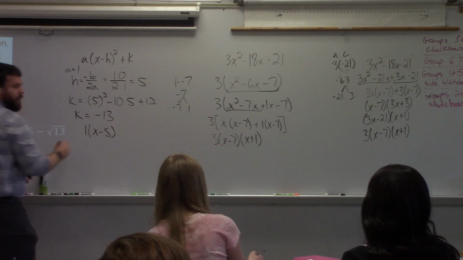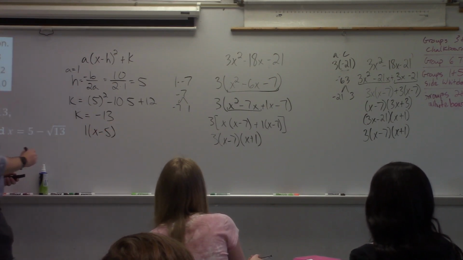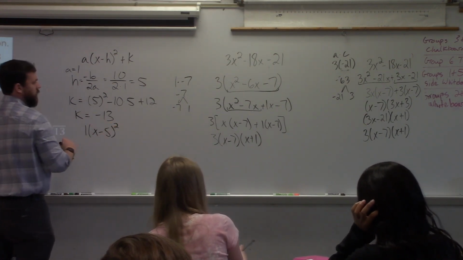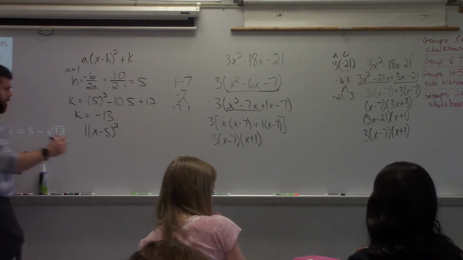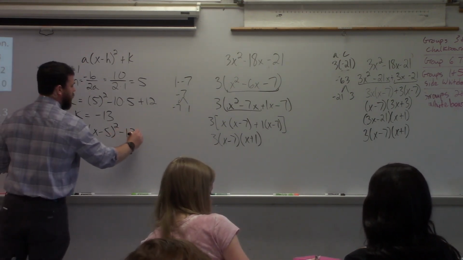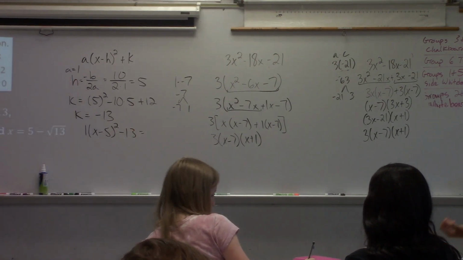And so when I substitute everything into this expression, I get 1 times, and we've got to have the minus h, right? x minus 5 squared minus 13. Right, you can do plus negative 13. Typically we would write that more easily as minus 13. Now remember though, this is equal to 0.